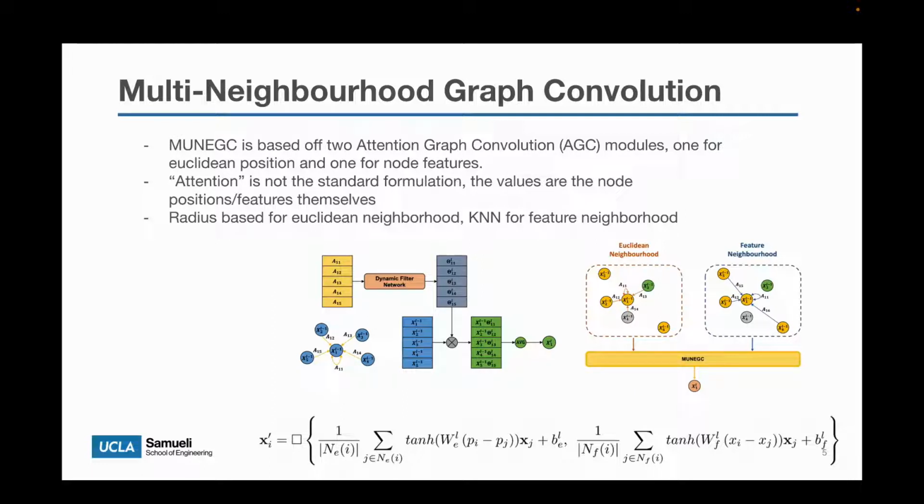These nodes that we're looking at are chosen differently for the Euclidean and feature neighborhoods. We use a radius-based assignment for the Euclidean neighborhood and KNN for the feature neighborhood, which intuitively makes sense because a radius doesn't make as much sense in feature space, but it makes perfect sense in Euclidean space. It makes the network easier to reason about. Then again, we use max as our aggregation function between the two AGC modules.